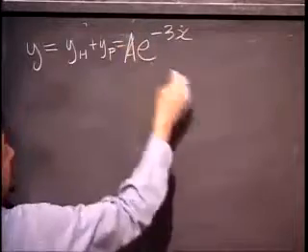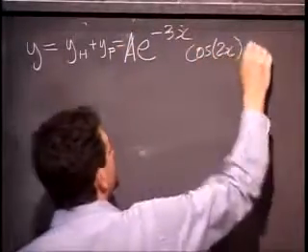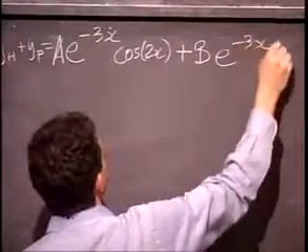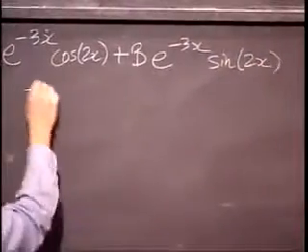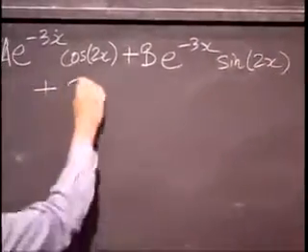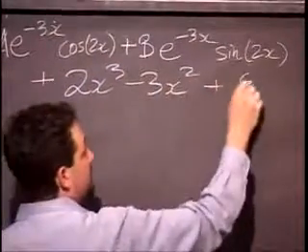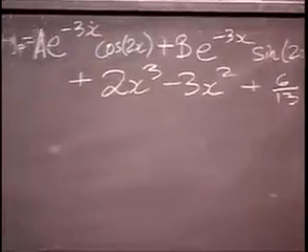A e to the minus 3x cosine 2x plus b e to the minus 3x times sine 2x plus the particular solution 2x cubed minus 3x squared plus 6/13. All right, that's not so bad. That is the solution to the differential equation. Right, the homogeneous plus the particular.